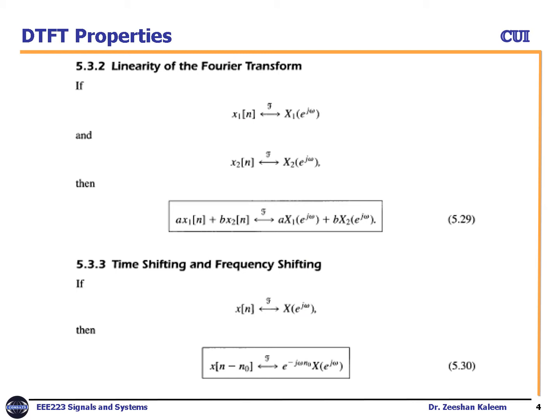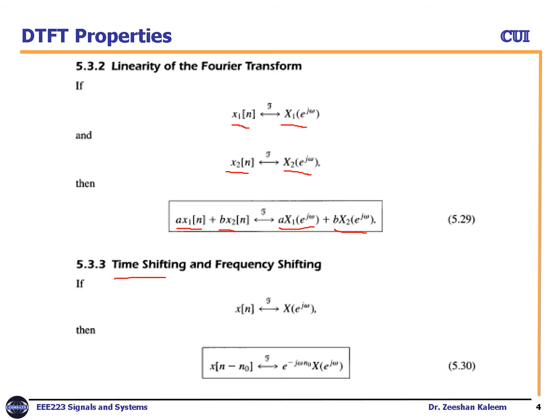Linearity of the Fourier transform. Linearity means that if you have, for example, signal x1 of n, its Fourier transform is X1(e^jω). And if you have a signal x2 of n, its Fourier transform is X2(e^jω). Now, if we want to combine them and add them, multiplying by constants a and b, then a x1 plus b x2, whenever we take the Fourier transform of this signal, it should be equal to a X1(e^jω) plus b X2(e^jω). So this satisfies the linearity property as well.